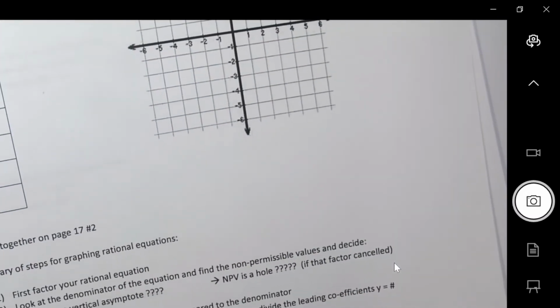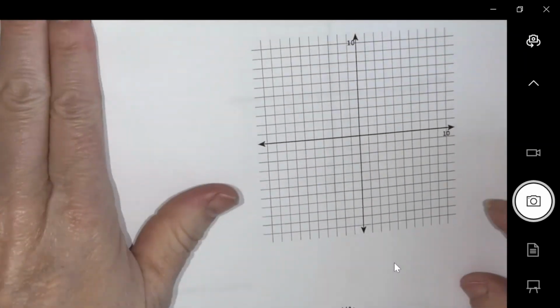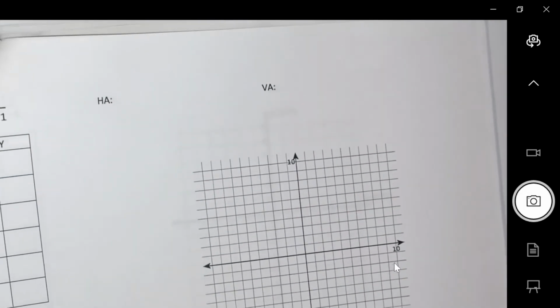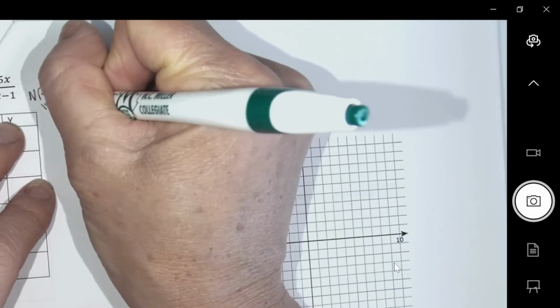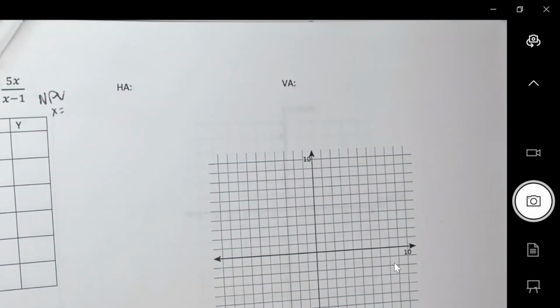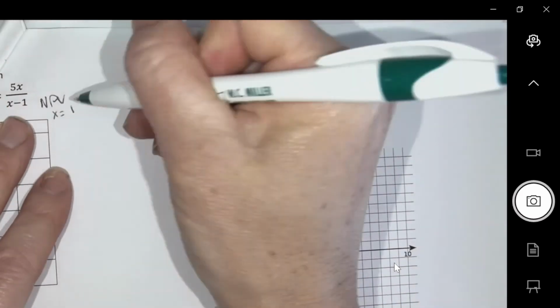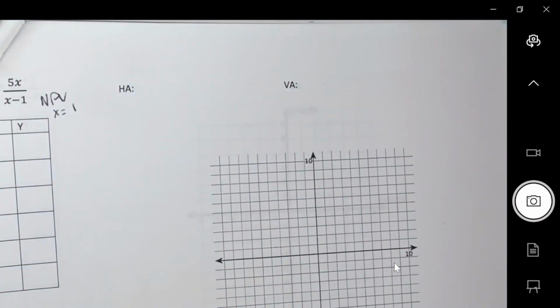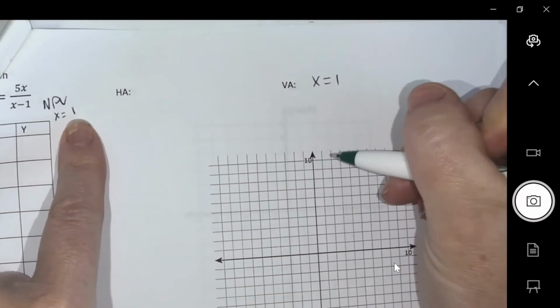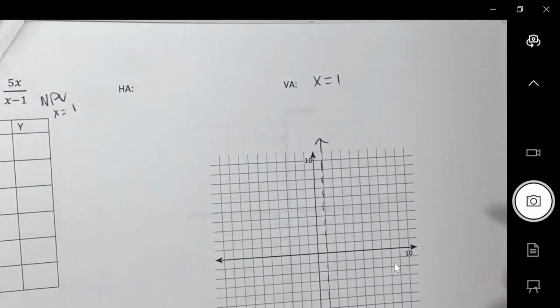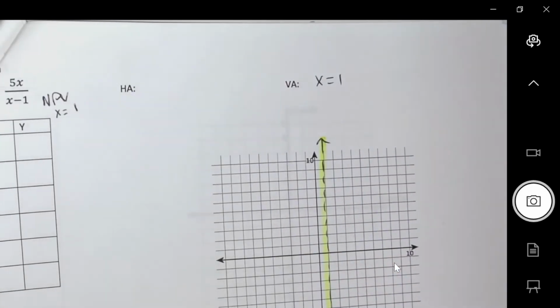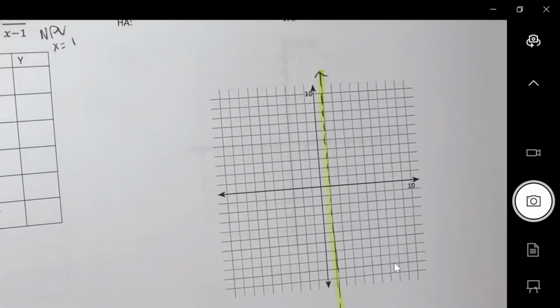Okay, let's do one more today and then we'll call that good. Tell me what's my non-permitted value. What x number is not good here? 1. Will it be a vertical asymptote or will it cancel and be a hole? It's an asymptote. So x equals 1. Okay, so there's the vertical asymptote.